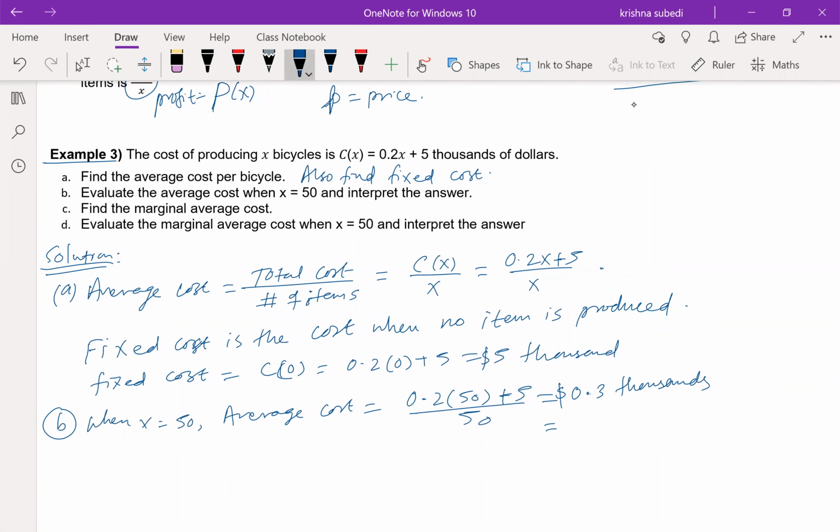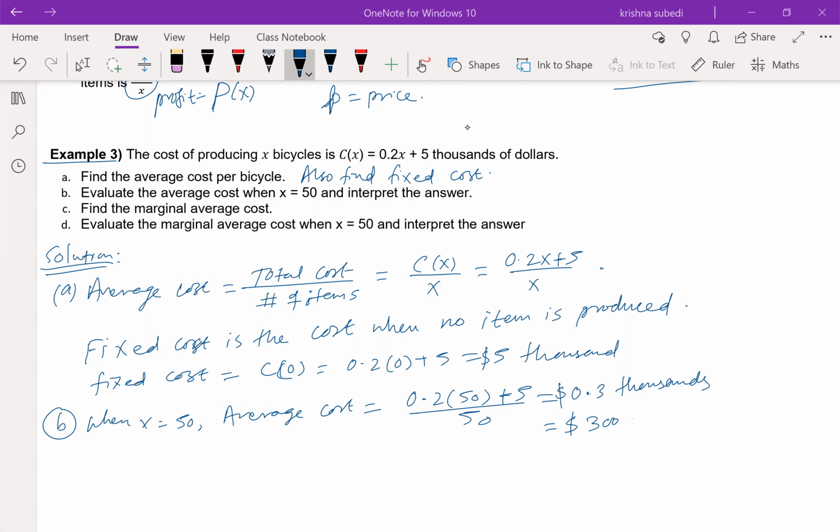How much is that? In the real world, if somebody asks you how much money you have, you don't say $0.3 thousand. You rather say $300, right? So mathematically 0.3 is correct, but we are talking about a real-world application, and we don't say I have $0.3 thousand. So you better change it into an acceptable form of dollar amount.